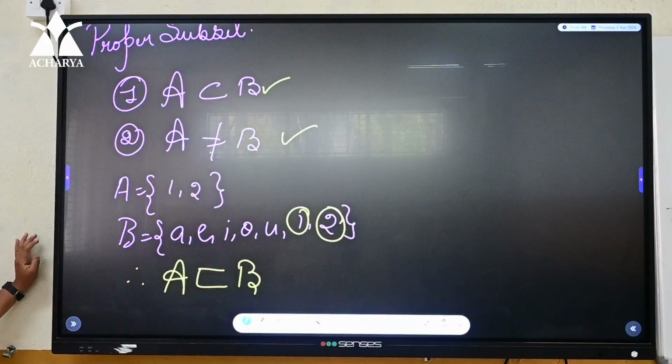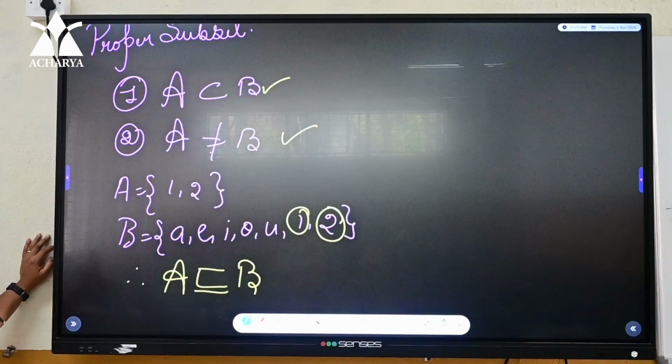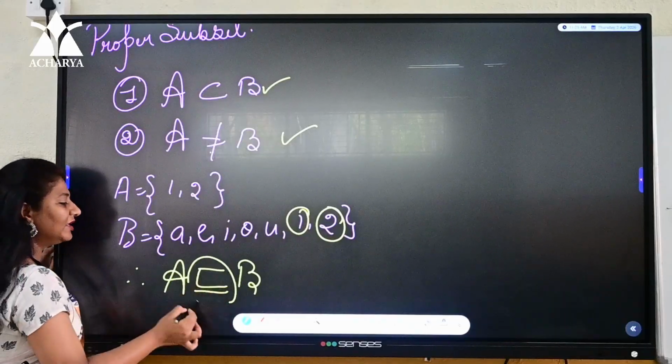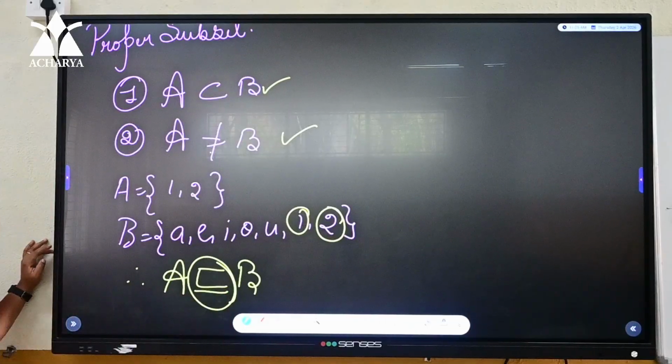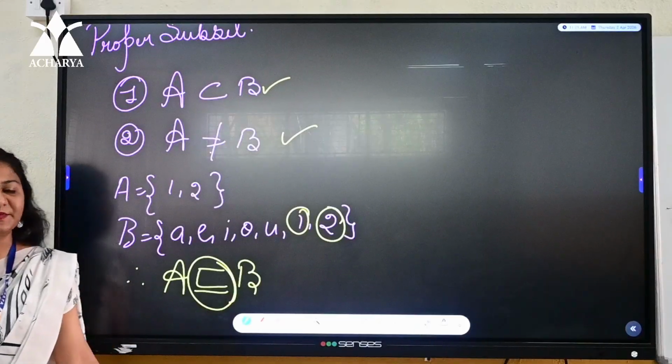Then how can you say it is an equal subset of B? When both the elements of the given sets are equal, then only we can call them equal sets. So this is a proper subset.